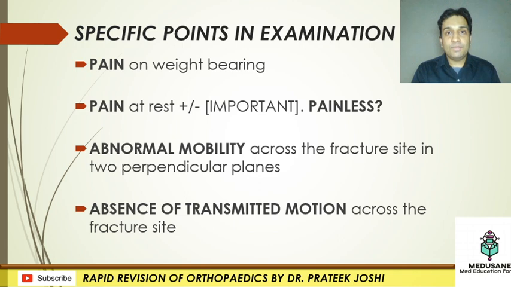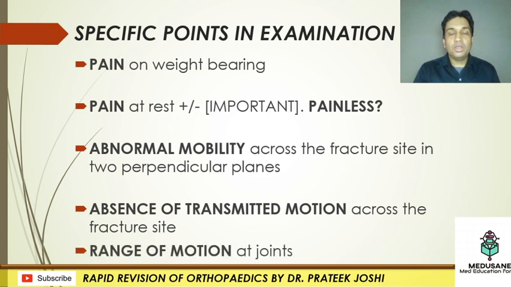Again, this can be blocked or given a false negative if, for example, the fibula is malunited in the case of tibia fibula fracture or in the case of a slightly more rigid pseudoarthrosis. Moving on, range of motion at the joint above and the joint below must always be checked.